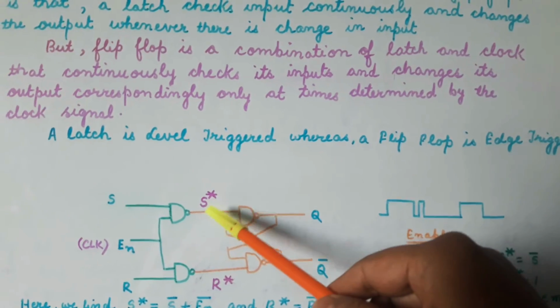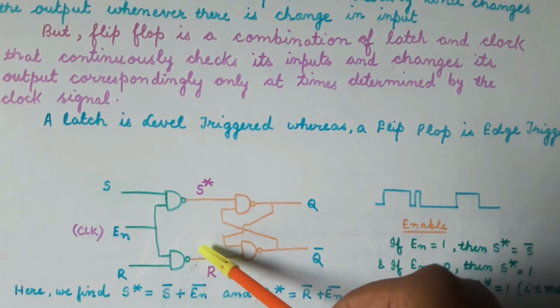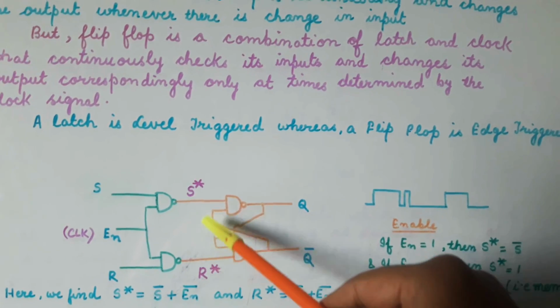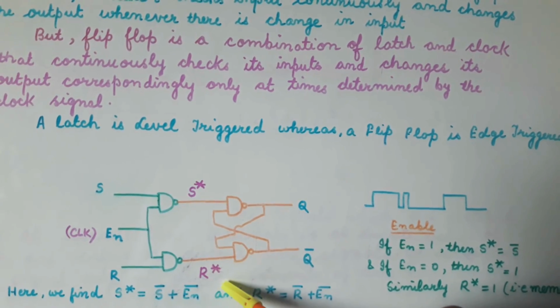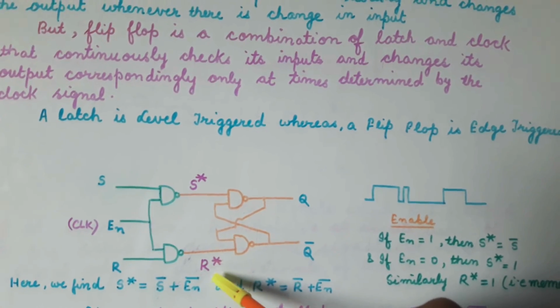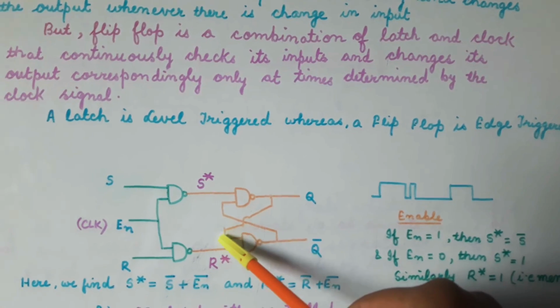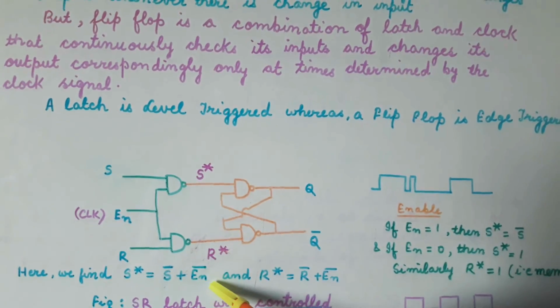So we find that there is no control input given to this circuit, and in this case, the values of S star and R star can be changed accidentally or intentionally. Therefore, this circuit is not suitable for use. So we need to introduce a control input to this circuit. For that purpose, we have added two more NAND gates to this circuit.